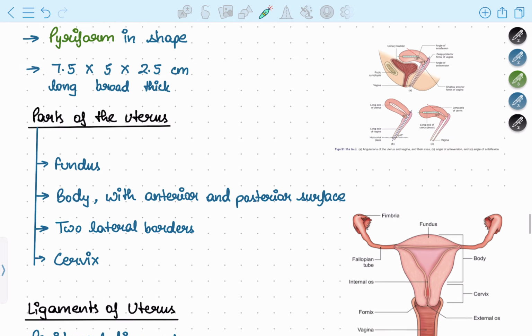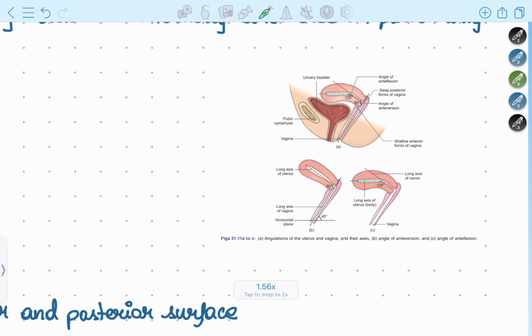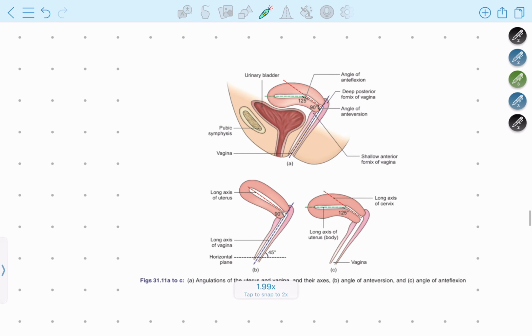Before that, I forgot one thing. The uterus is not present in the body as a straight organ. It is present in angulations. So first we have the angle of anteversion. What is the angle of anteversion? It is the angle between the long axis of the vagina and the long axis of the uterus. It is around 90 degrees. This is the angle of anteversion.